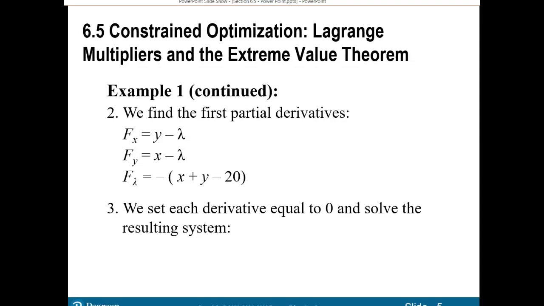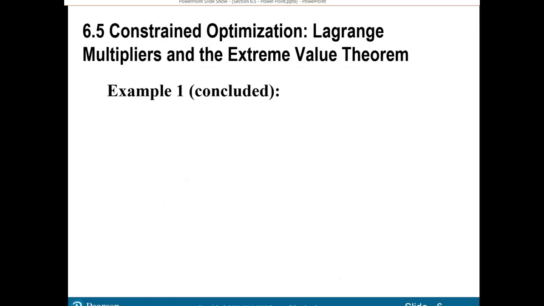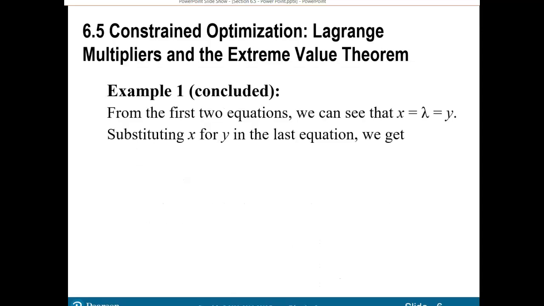All right, set each of those derivatives equal to 0 and solve the resulting system. So that's set to 0, this set to 0, and the partial with respect to lambda set to 0. So we have 3 equations, 3 variables. From the first two, you can solve for x and y and get them both equal to lambda.